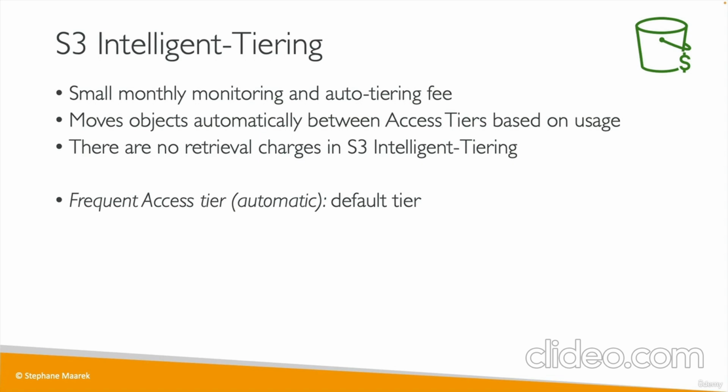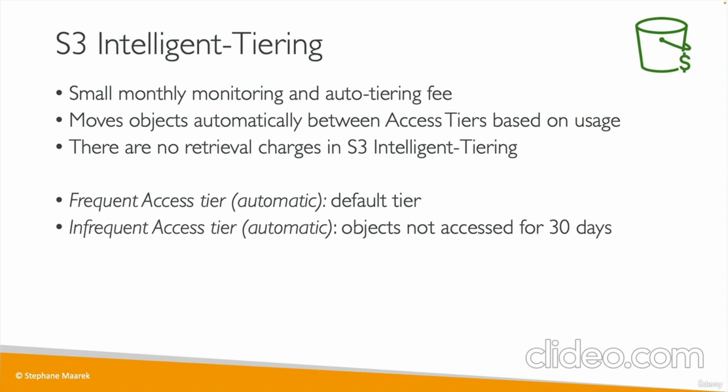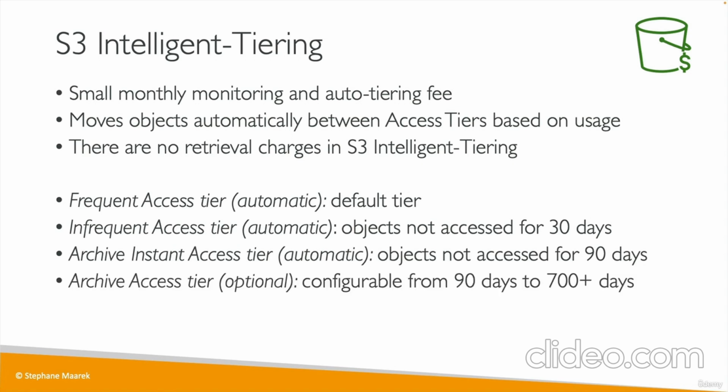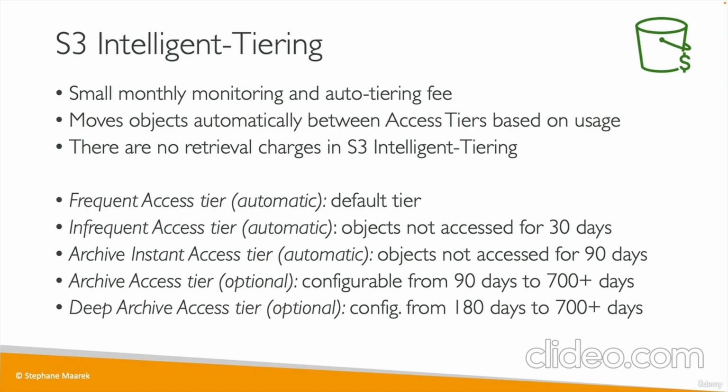So there is the frequent access tier, that's automatic, that's the default tier. Then we have the infrequent access tier for objects not accessed, for example, for 30 days. Then you have the archive instant access tier, automatic as well, for objects not accessed over 90 days. And then the archive access tier, that's optional, and you can configure it from 90 days to 700 plus days. And then you have the deep archive access tier, also optional, that you can configure for objects that haven't been accessed between 180 days to 700 plus days, okay?